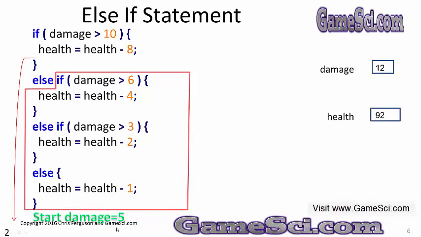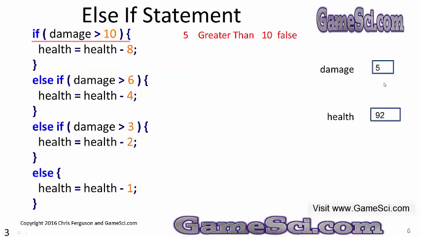So let's change the damage variable to 5 and rerun this same code. You can see I've updated the value of the damage variable to 5, so I have a completely different input to this else if statement of 5 in the damage variable. Health, I've retained the 92 in it. Let's see how it runs now.